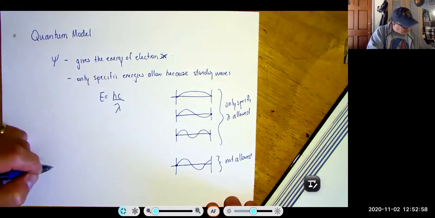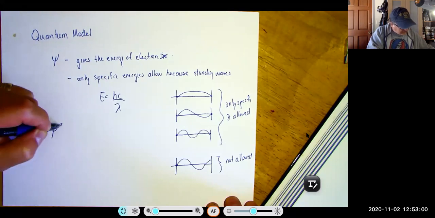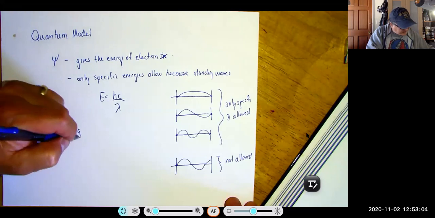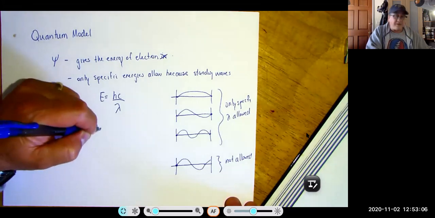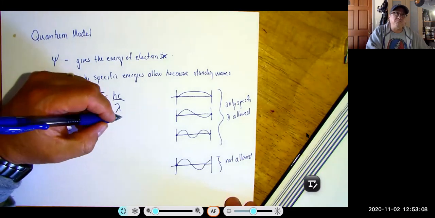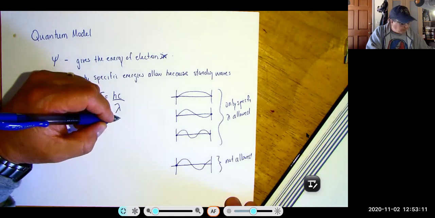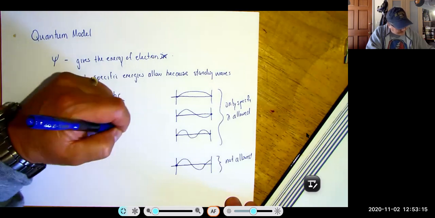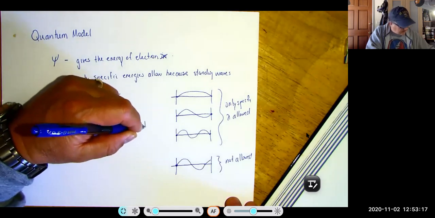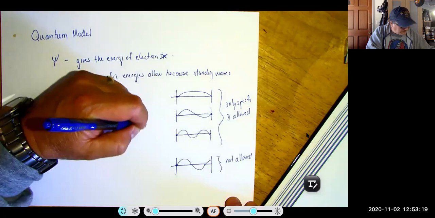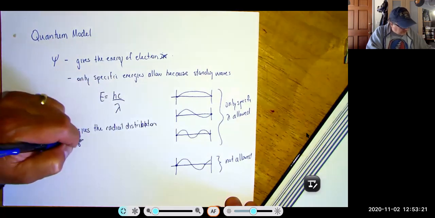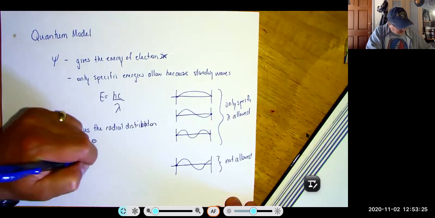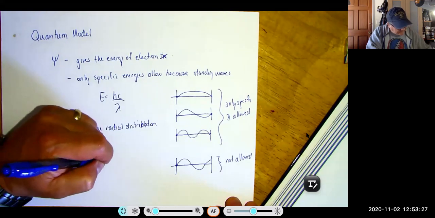And then there's also this thing called psi squared, where you take the wave function, square it, and this gives the, probably the best way to say this is radial distribution of the electron. So the probability of finding the electron near the nucleus.